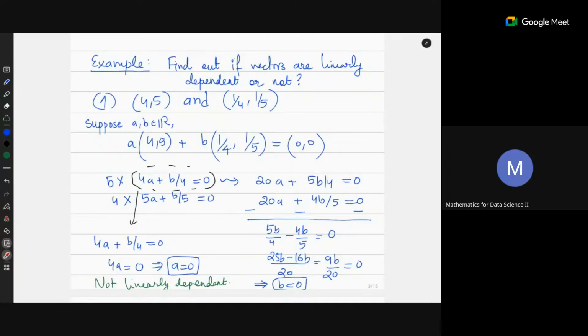So what we have noticed from this example is that if you are in the setup of n equations, n variables, then you will work with this homogeneous system, because we need to check dependency. You will get this homogeneous system of equations, right? And now, if the homogeneous system of equations has a unique solution, that means 0, 0, then they are linearly independent.